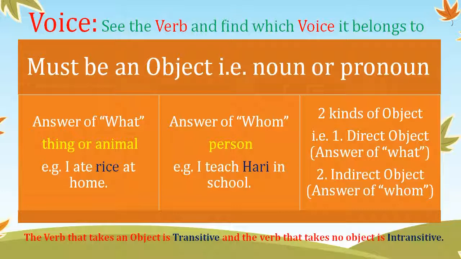And what did I say to you? Just think about it. Only the verb that takes an object can be changed into passive voice. You should not forget. It means only the transitive verb can be changed into passive voice, because the verb which takes an object is called a transitive verb, and that verb must take what? Object. Did you understand or not? We cannot change the intransitive verb into passive voice.